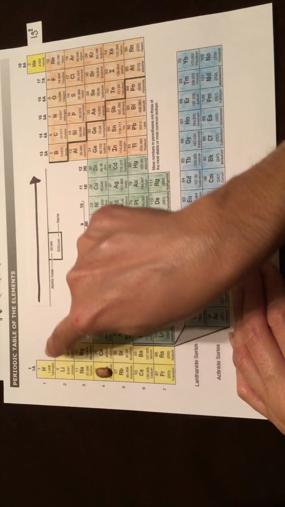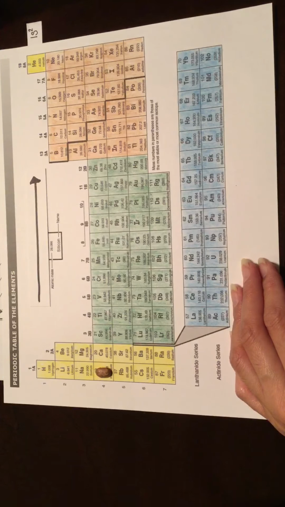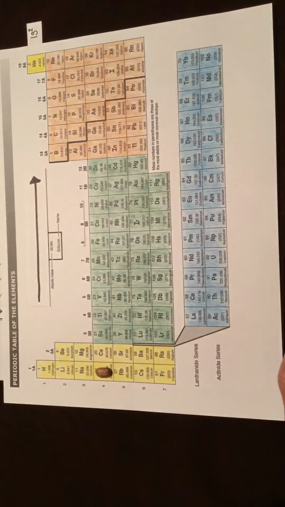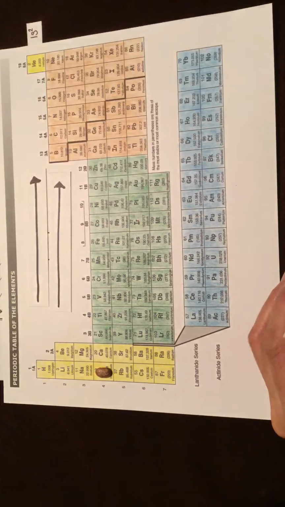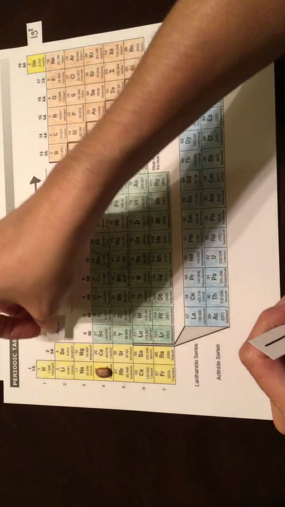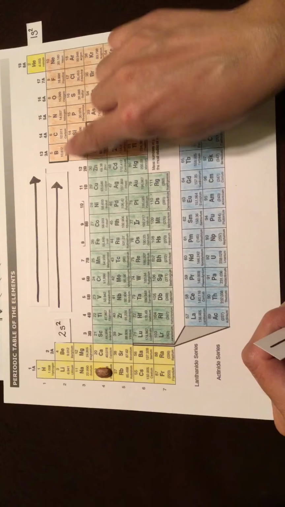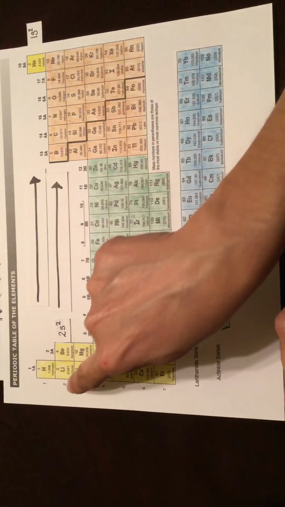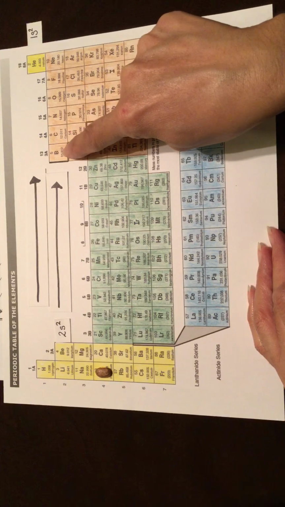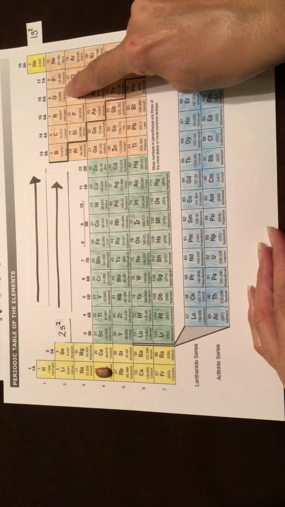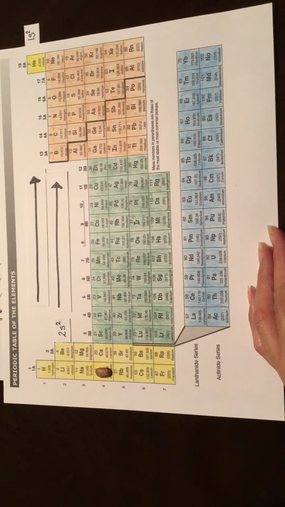Now I can go to my second energy level. I have to cross through lithium and beryllium, which are my S's, before I move on to the next. So that's going to give me 2s2. And then I read it all the way across. I am now on my second energy level, but I'm in my P section. I have to cross over boron, carbon, nitrogen, oxygen, fluorine, and neon, and that will give me 2p6.